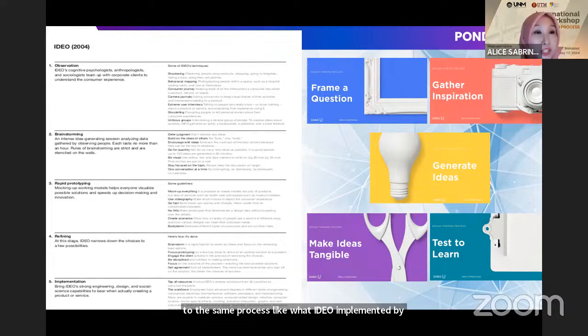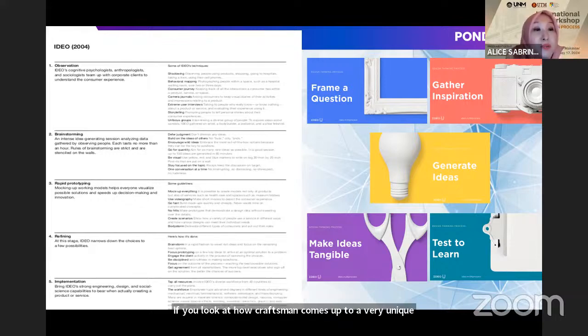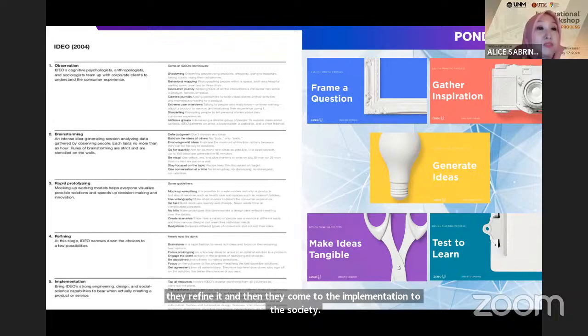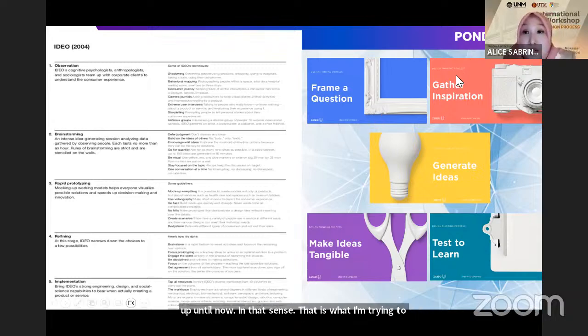If you look at how craftsmen come up with a very unique design of what we know as ukiran or ornamentation, they learn from the masters. They learn from what we call the Tok Guru, by observation. And then they brainstorm, and then they produce a prototype, and then they refine it, and then they come to the implementation to the society. And that's what makes traditional vernacular houses work up until now. In that sense, that is the example I'm trying to give you of the IDEO design.